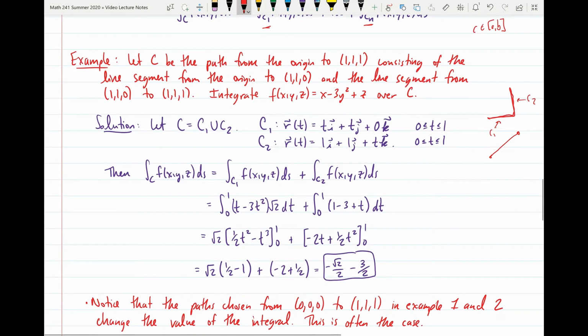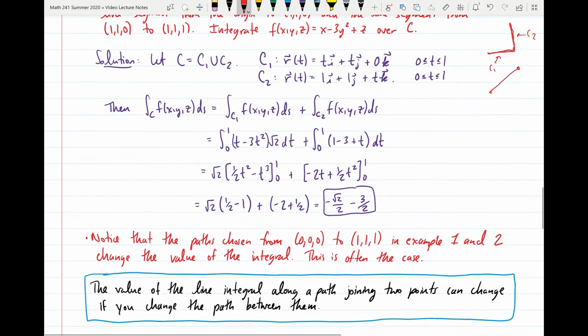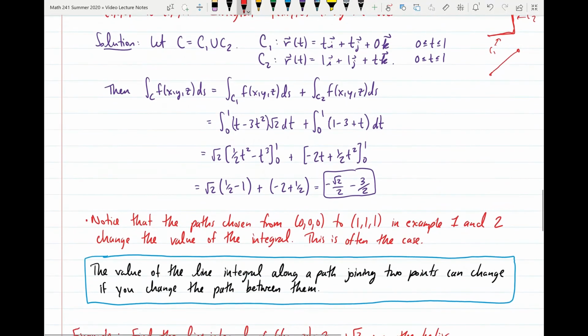And if you want to, you can just stop the video and check that both of those parameterizations work. And by this additivity fact that we had above, we can write the integral of f of x, y, z over C as the integral of f of x, y, z over C1 plus the integral of f of x, y, z over C2, and then we can solve both of these integrals.